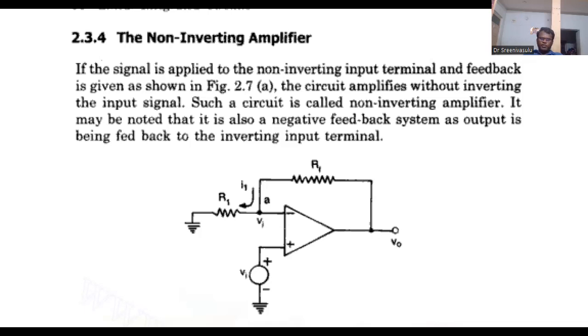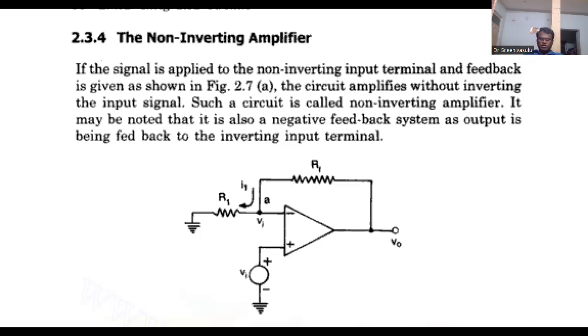Now, in the non-inverting amplifier, the basic difference is that previously we applied the input to the inverting terminal. Now, we are going to apply it to the non-inverting terminal, and the inverting terminal is connected to ground through a resistor. And as usual, the output is connected. Now, if you analyze the circuit, the main principle is the virtual ground concept.